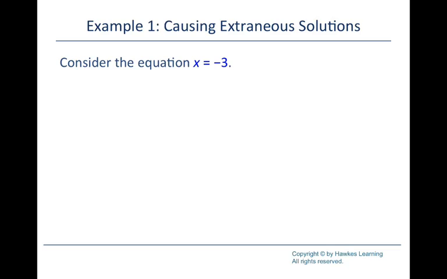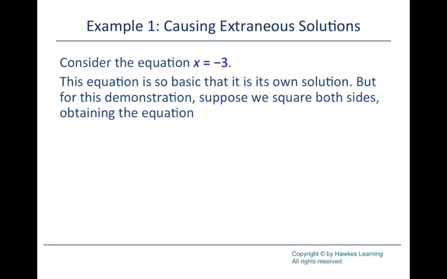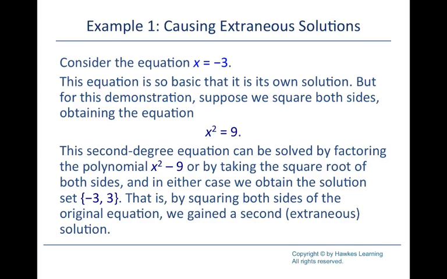So we have this first equation, x equals negative 3, and it's basic. It is its own solution. But if you squared both sides, you would get x squared equals 9. Now, this would be solved by either factoring. You could say x squared minus 9 equals 0, and then you would get x plus 3 times x minus 3 as your two factors. Or you could take the square root of both sides. And when you take the square root of an x squared, we have to remember that you get that plus or minus, and so you get that second solution.